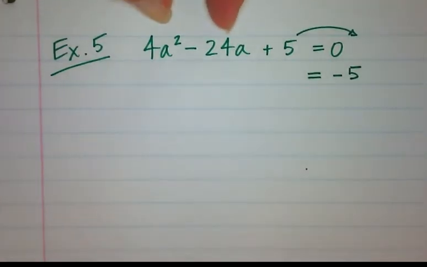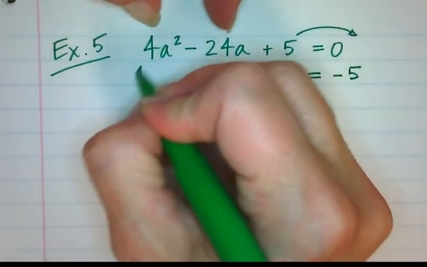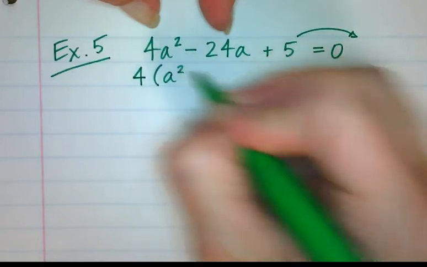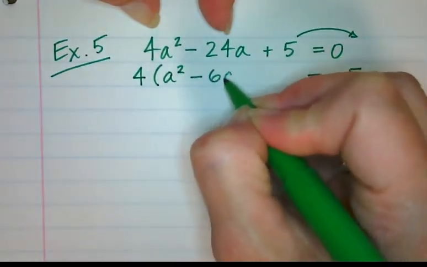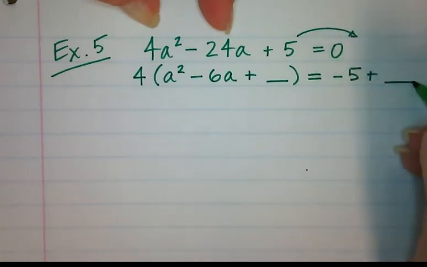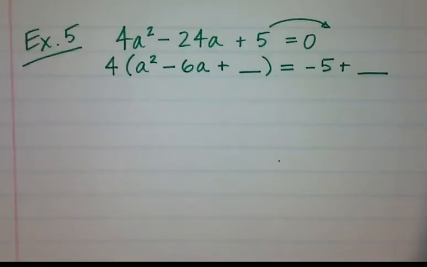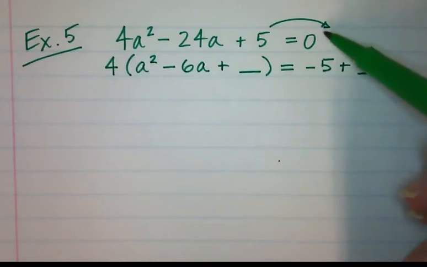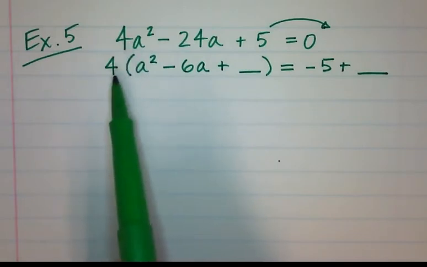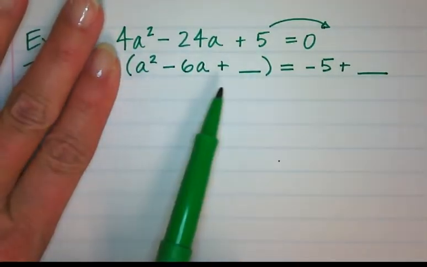Now, I have these two that are still going to be on the left side, but it has a leading coefficient. So I'm going to go ahead and take out that 4, which is going to leave a squared minus 6a. And now I'm going to put my blanks. So I kind of did two things at once. I moved the 5 out of the way by subtracting 5 to the other side, and then I took out the leading coefficient so that I just have the a squared.